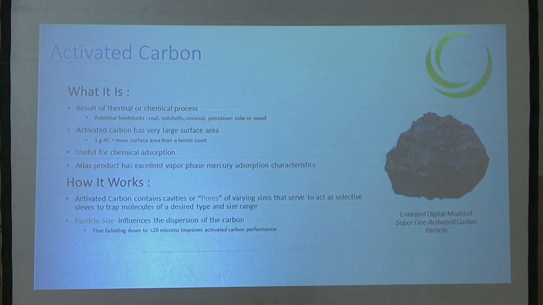The other part of how activated carbon works is particle size, and this influences the dispersion of the carbon in the flue ducts in the power plants. So finer particle size gets better dispersion, more contact with the mercury, better capture. We accomplish this with a fine grinding down to less than 20 microns. An industry standard is about 20 microns. Our milling process takes it down to 10 microns. So better dispersion, lots of micropores. We have good performance so far in the tests that we've done.